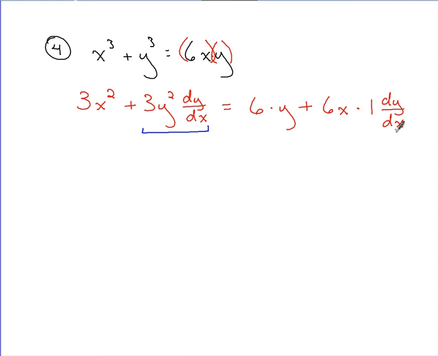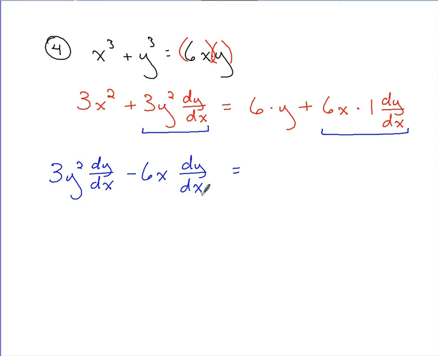And then I notice I have a dy dx over here that through multiplication is attached to all of this, right? So I'm going to take these two pieces and put them on the same side. If I put them on the left side of the equation, I already have this piece over here, so that's 3y squared dy dx. If I want to move this over, since that's plus, I'm going to subtract it over. I'm simplifying a little bit here, right?